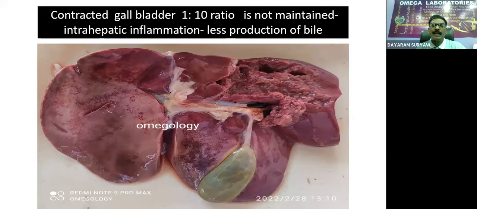Then, contracted gallbladder, 1:10 ratio not maintained. Intrahepatic inflammation and less production of bile. Whatever the ratio is, it has not been mentioned, so less than the 1:10 ratio is maintained, and this is because of intrahepatic inflammation of the hepatocytes, which may lead to pressure over the bile canaliculi, and that may lead to less production of bile. That leads again to the contraction of the gallbladder into a smaller type.